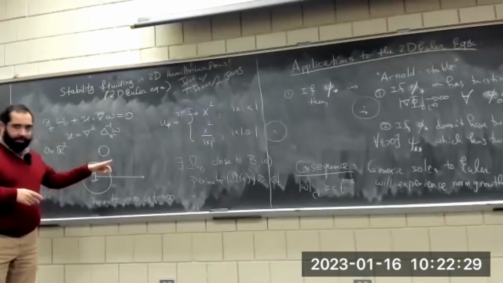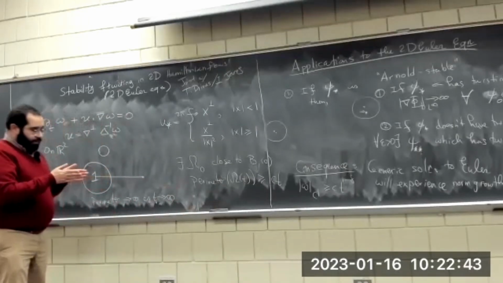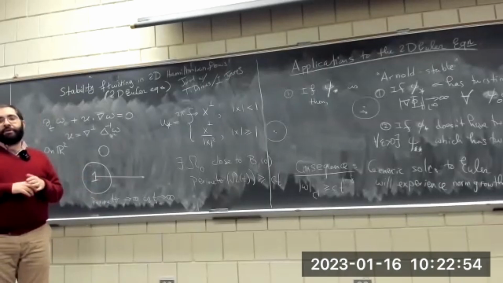Tarek? Yes. Is your perturbation for vorticities in L infinity only, or L infinity intersect L1 or something like that? Here it's a very small perturbation in L1, but it's still a single patch, and its height is equal to 1. Okay, so it's L infinity intersect L1.